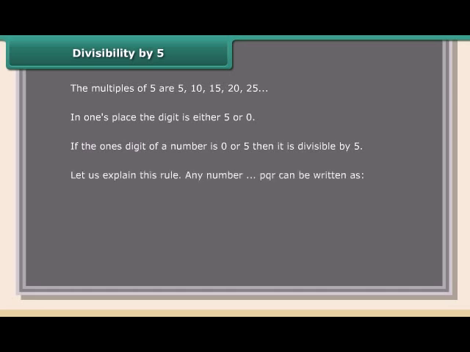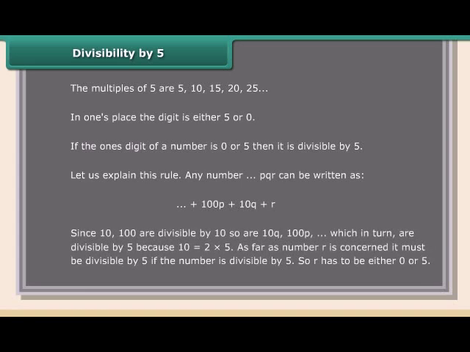Any number PQR can be written as 100P plus 10Q plus R. Since 10 and 100 are divisible by 10, so are 10Q and 100P, which in turn are divisible by 5 because 10 is equal to 2 into 5. As far as R is concerned, the number is divisible by 5 only if R is divisible by 5. So, R has to be either 0 or 5.